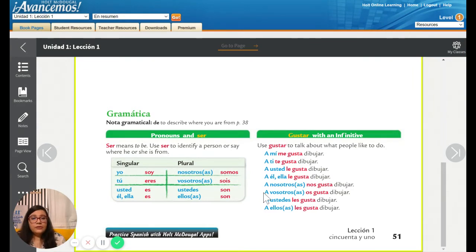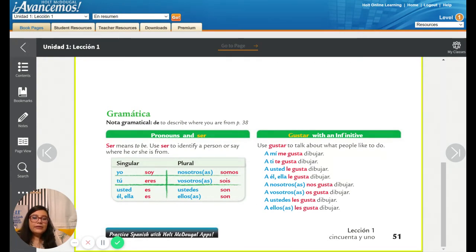For vosotros, so if it was in Spain, that's the way that they pretty much say they for themselves. So they wouldn't say like a ellos or a ellas or a ustedes. They would just say a vosotros or a vosotras for that group, whoever they're talking about. So that one's still there. And then lastly, the one that we do use, we say a ustedes les gusta, a ellos les gusta, or a ellas les gusta if it's a lot of girls. And if you notice, this technically the last two, but it would be like in one box.